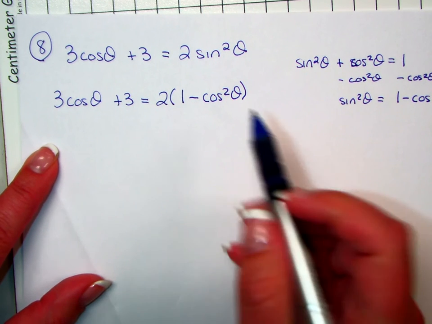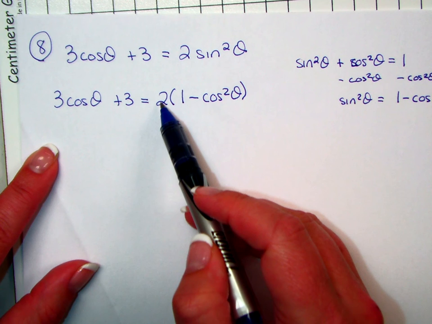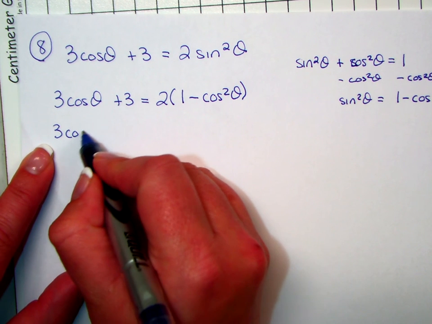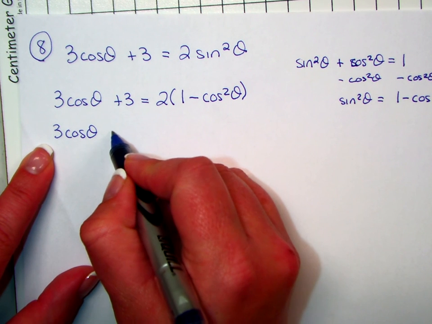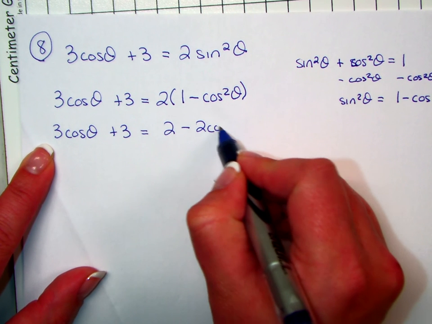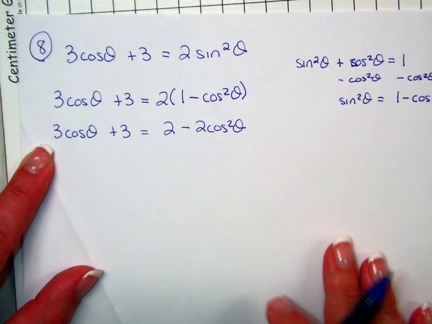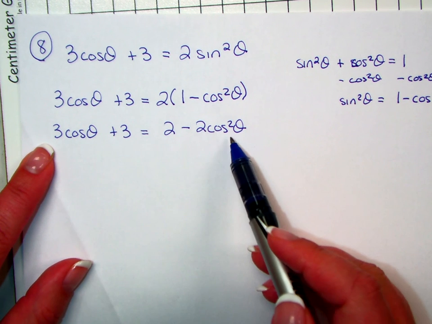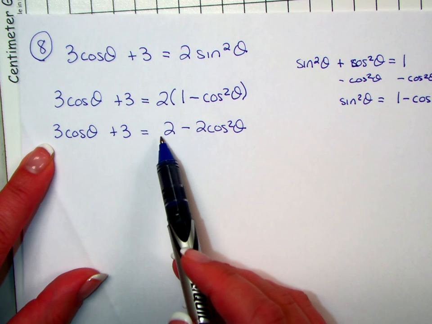So I've got some algebraic manipulation to do here. I'm going to go ahead and distribute the 2. Okay, so we get 3 cosine theta plus 3 equals 2 minus 2 cosine squared theta. And again, it looks like I have a quadratic equation. I have a squared term, a linear term, and some constants.